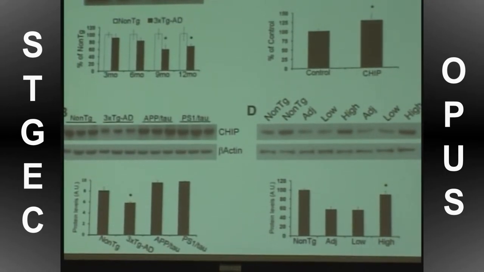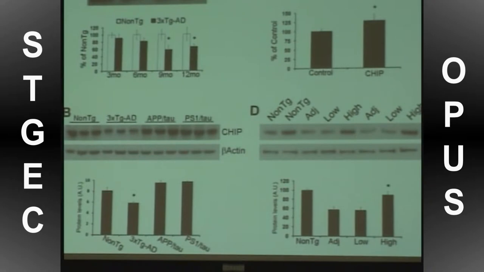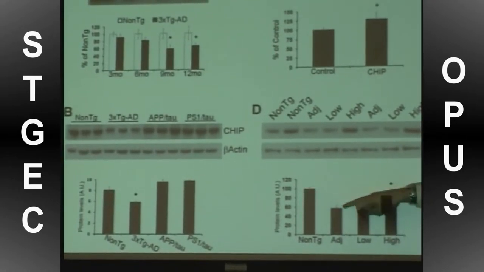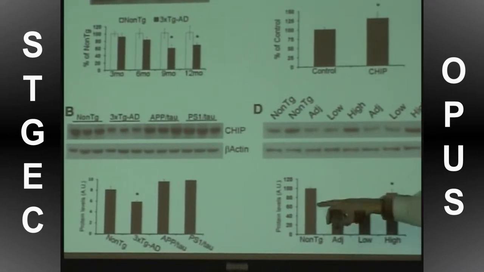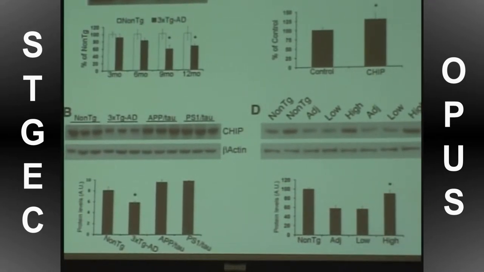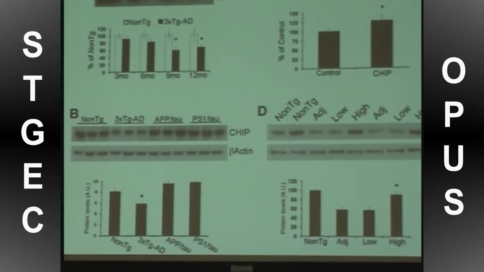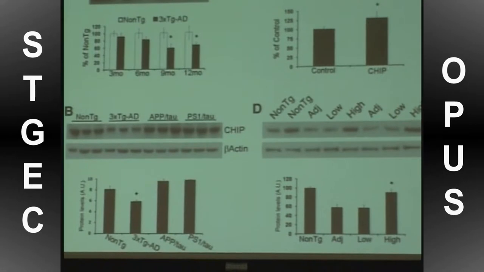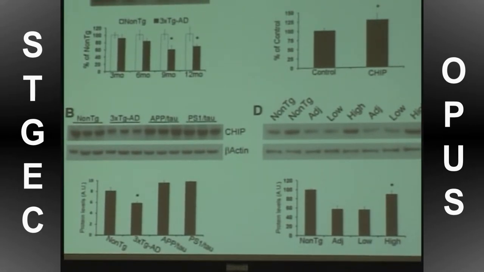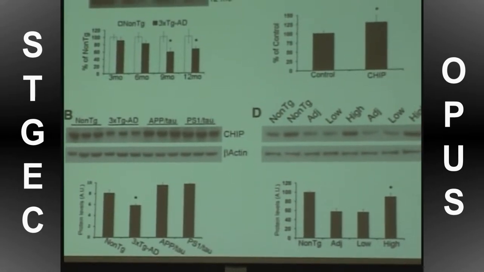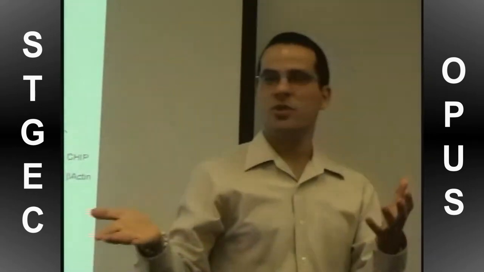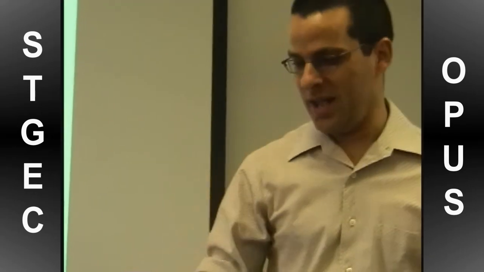And this is the one-year immunization experiment that I just showed you, where the non-transgenic mice are used as a control. The adjuvant and the low responders have significantly impaired CHIP levels, whereas in the high responders, the CHIP levels go back. So based on this, we hypothesize that maybe A-beta is blocking CHIP from tagging tau, so tau cannot be targeted to the proteasome and therefore cannot be degraded. When we remove A-beta using immunological or genetic approaches, CHIP levels go back up, and tau gets degraded.